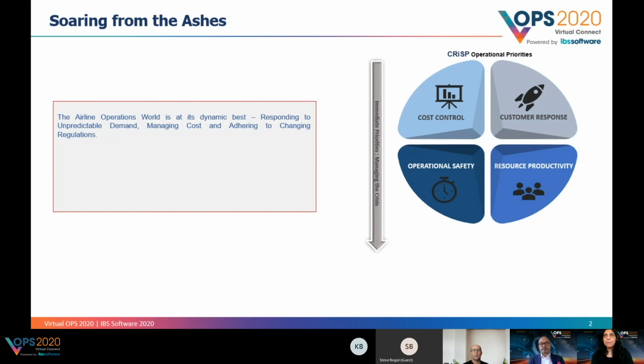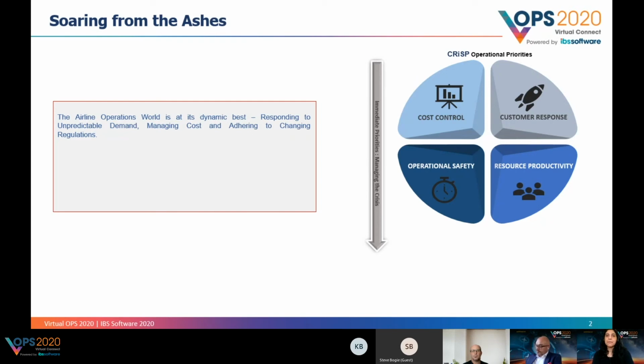So the main four priorities at this time were: how do we respond quickly to customer demand bubbles that were popping up here and there and at the last moment? How do we control cost and improve our liquidity situation? How do we keep up with all the operational safety changes and regulations that bodies like ICAO and IATA and EASA were bringing in, and still give our customers and our staff confidence that yes, it's safe to travel? And also, most importantly, how do we ensure that our limited resources are productively utilized, be it aircraft or crew or staff members back in office?